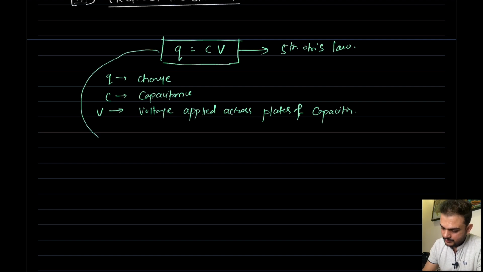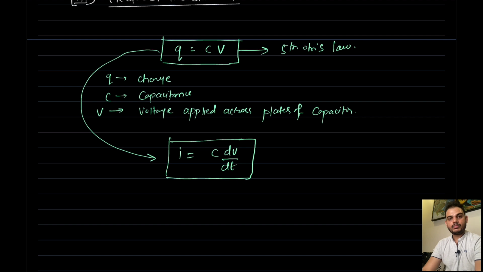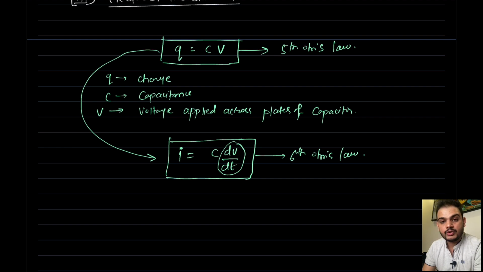From this what can we write? I is equal to C dV by dt. This is my sixth Ohm's law. Where I is what? Current. This C is what? Capacitance. And this dV by dt is what? Rate of change of voltage.